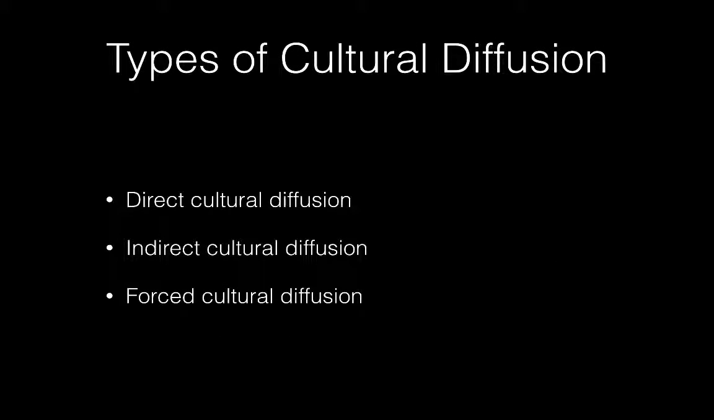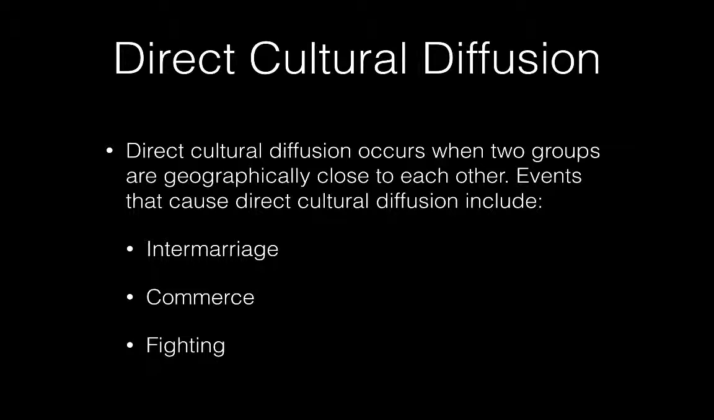There are three types of cultural diffusion: direct, indirect, and forced. Direct cultural diffusion occurs when two groups are geographically close to each other. Events that cause direct cultural diffusion would include intermarriage. People from one group marry people in the other group.